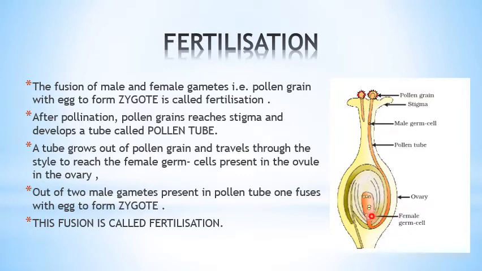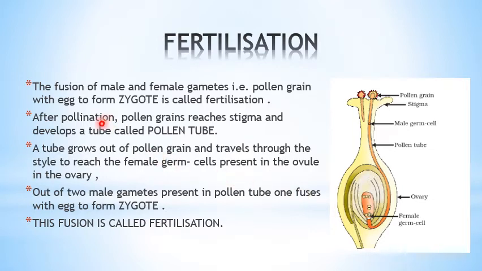This is the female germ cell, and this is the pollen tube that carries the male germ cells. So they reach the ovary where the female germ cell or the egg is present. Now they fuse to form the zygote, and the process is known as fertilization. This is the longitudinal section of the female part, where you can see how the fertilization takes place.